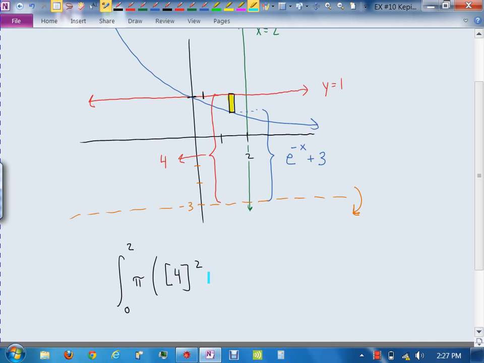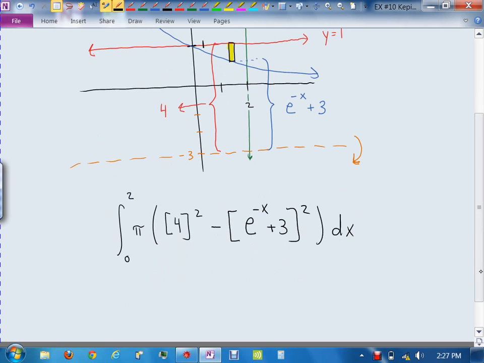Okay, so that's my outer squared minus what? Inner squared, e to the negative x plus 3, squared, dx. Not bad? That's okay? It's easy. It's easy. Okay. Fine. It's fine. It's all right.